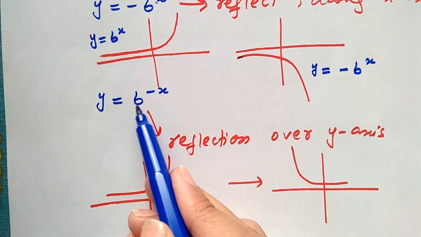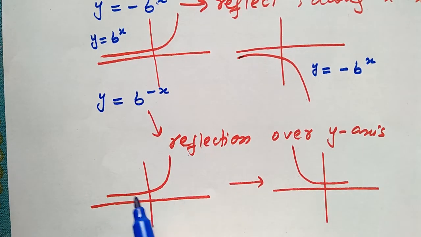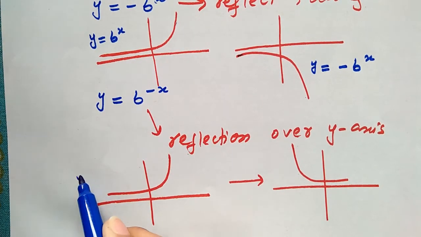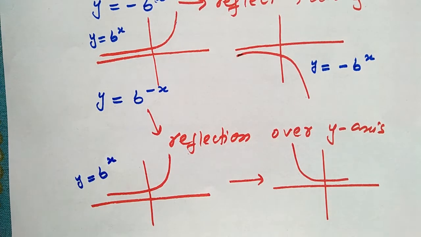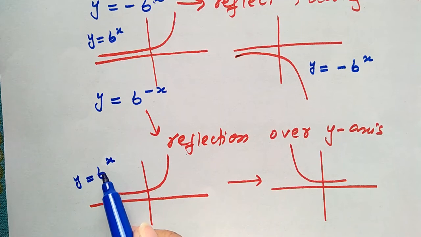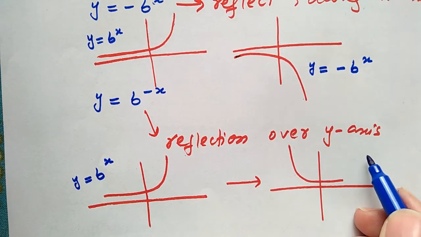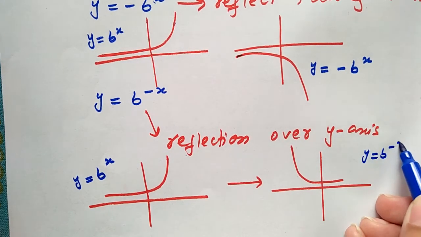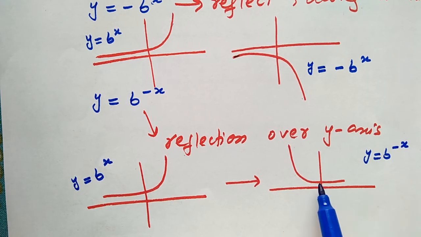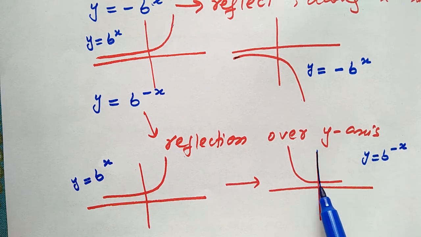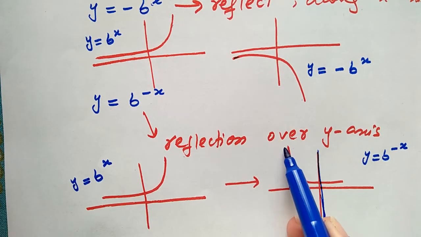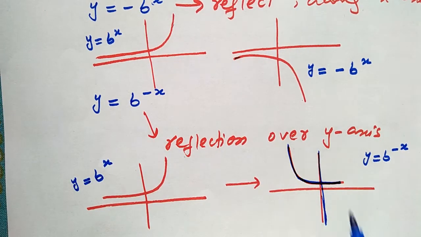Consider y equals b raised to power minus x. First of all, I have drawn the graph for the parent function, that is y equals b raised to power x. And if I have y equals b raised to power negative x, then I will get the reflection along the y-axis. This is the y-axis and I will get the reflection along the y-axis.